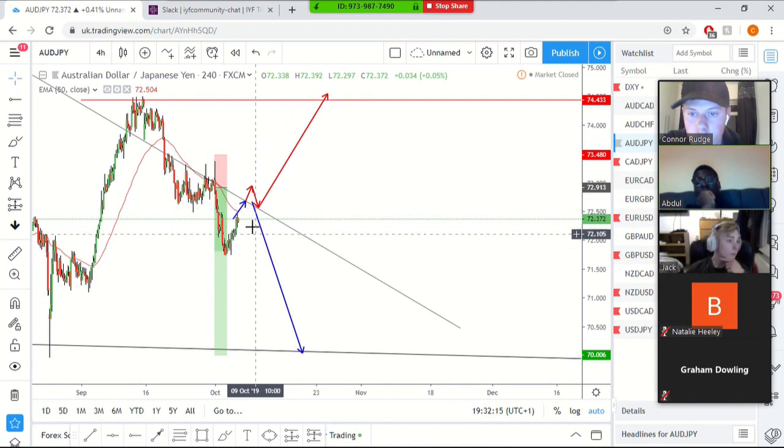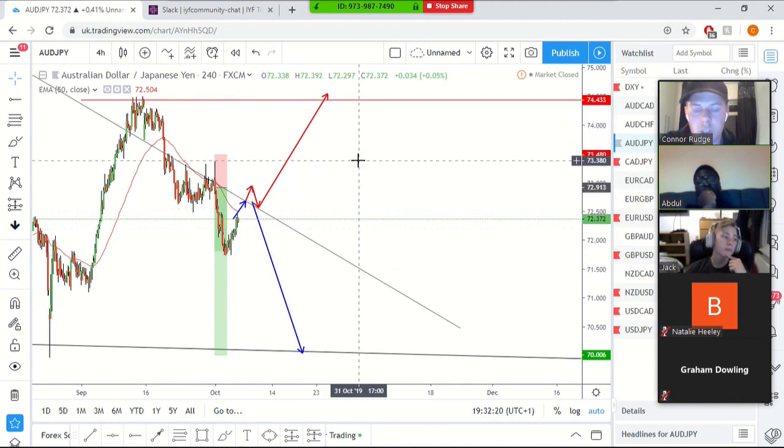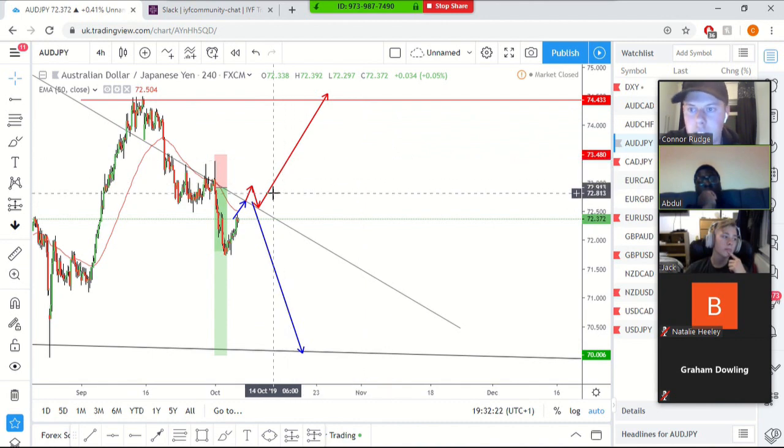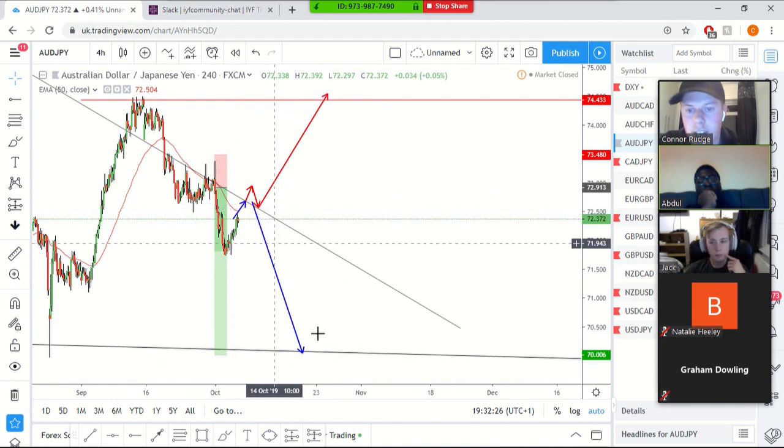But my main focus here is the short. If we can get a long, then of course that'll be great, as there's much more potential, but we need to let the market show us its hand. If we do see a major rejection of this trend line, then I'll be looking for shorts.